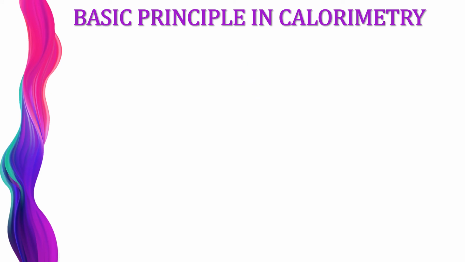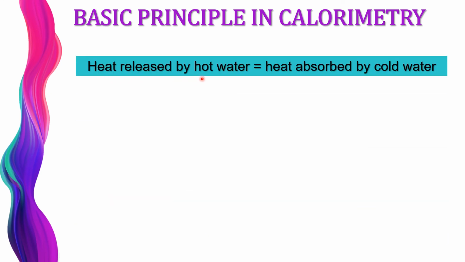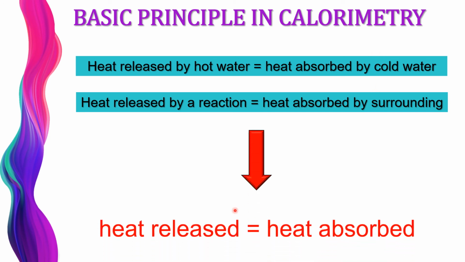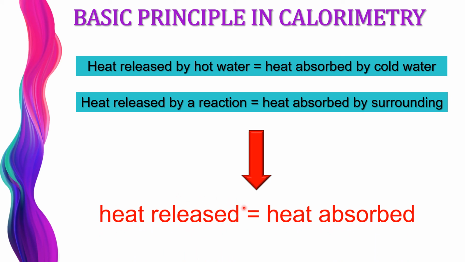Dua basic principle yang kita belajar adalah heat released by hot water is equal to heat absorbed by cold water, and heat released by a reaction is equal to heat absorbed by surrounding. So, dua basic principle ni dia membawa kepada satu kefahaman asas iaitu heat release is equal to heat absorb. That means, kalau ada satu benda tu, dia membebaskan haba with certain amount, so akan ada benda lain yang akan absorb haba tersebut with that certain amount juga.